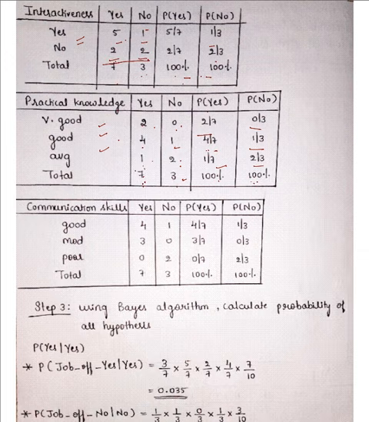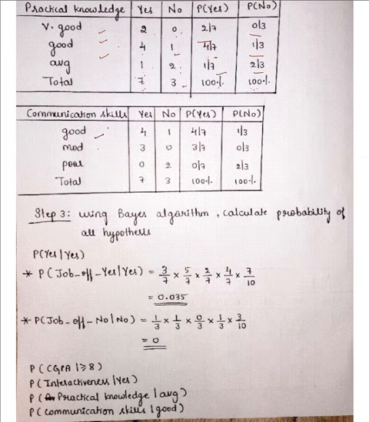Similarly, calculate for communication skills. Here we have good, moderate and poor, and we are calculating the probability. Here 4 yes are there and totally we have 7 instances, so we write 4 by 7. And here 1 no out of 3, so the probability of no is 1 by 3. Similarly, for moderate we write 3 by 7 probability of yes and 0 by 3 for probability of no. For poor, we write 0 by 7 for yes, and for no we write 2 by 3. So this is how the whole frequency matrix is computed.